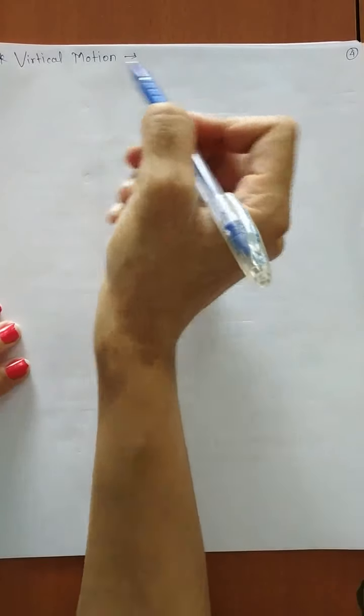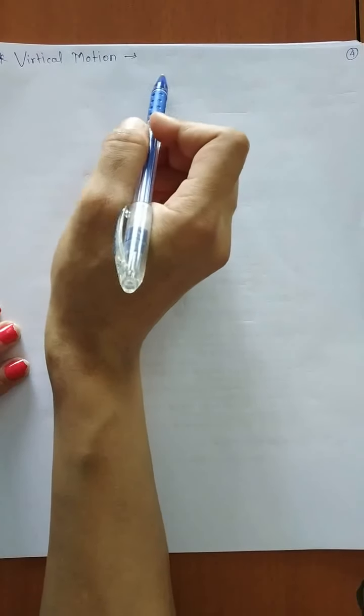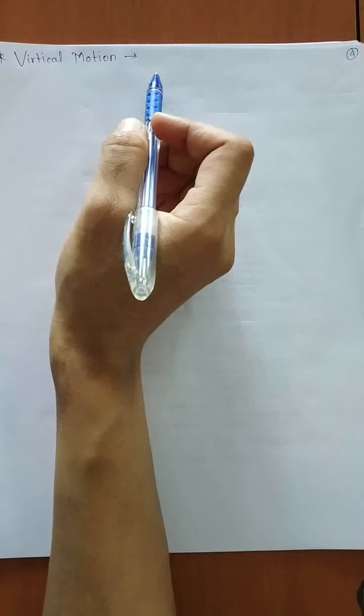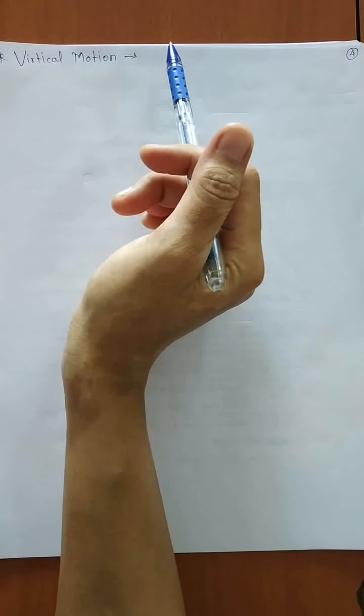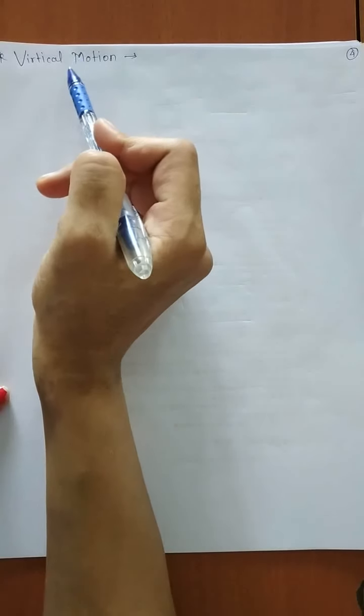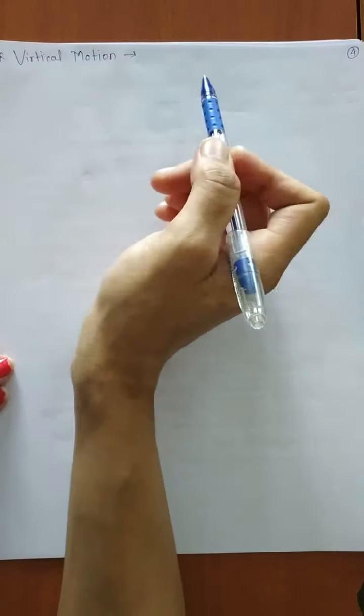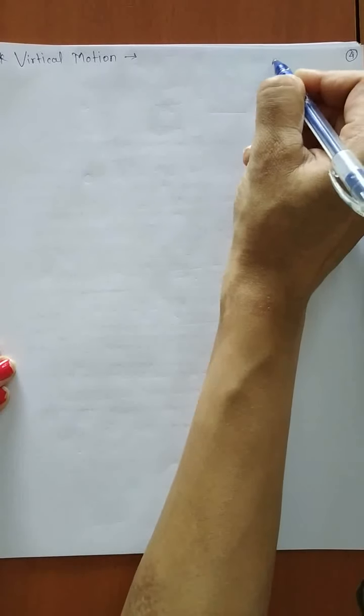Now we will discuss the vertical motion. In horizontal motion there was only one force, and it was a resistive force due to the air. But along the vertical, when an object is moving vertically, let's say vertically upward, there will be two forces that are going to act on that object.